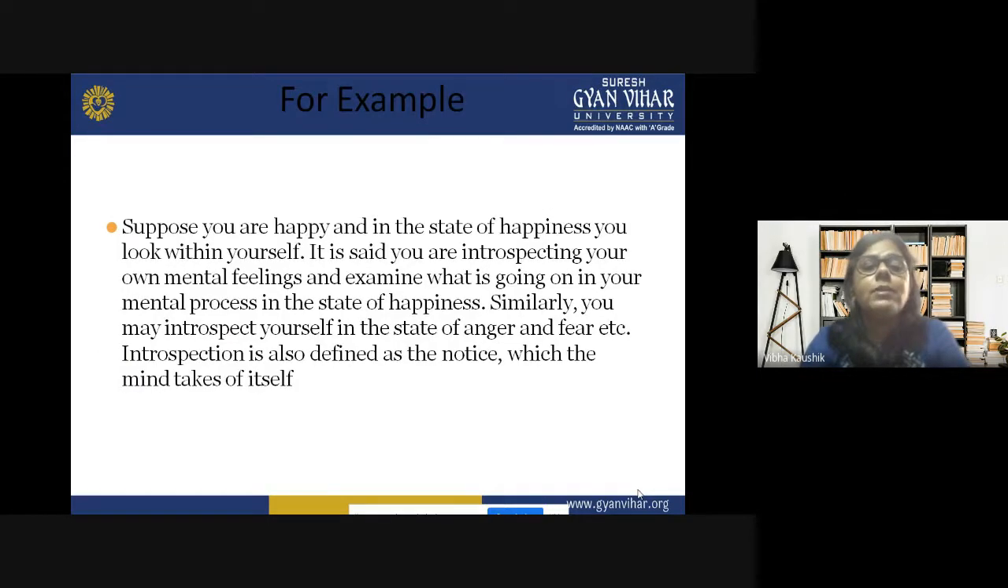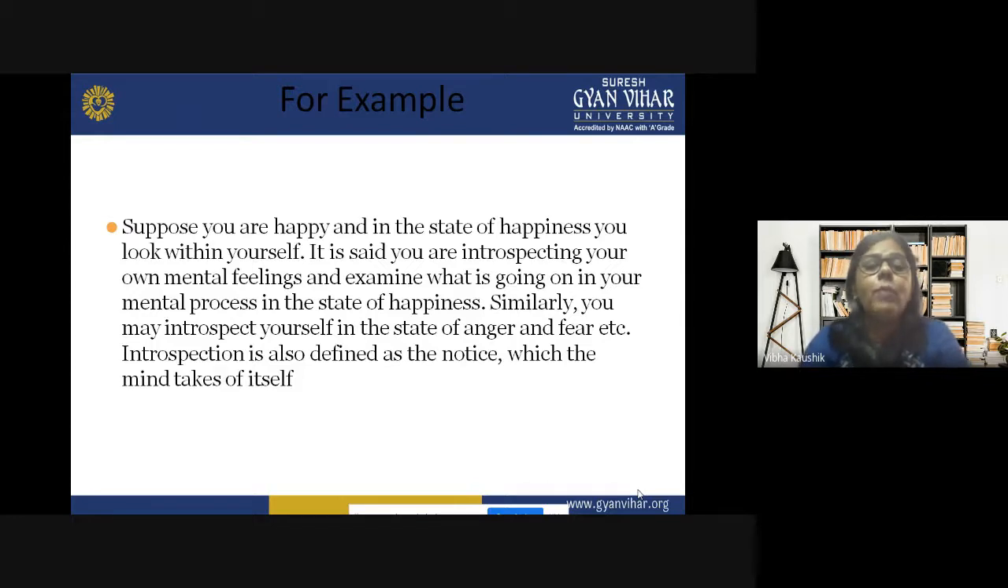For example, suppose you are happy and in that state of happiness you look within yourself. It is said that you are introspecting your own mental feeling and examining what is going on. How was your mental feeling, and examining those mental feelings, what is going on in your mental process in that state of happiness.